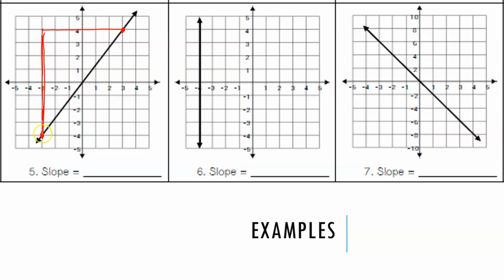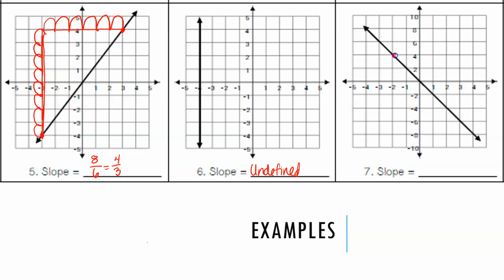So rise is first, up and down is first. So I'm going up, so that's positive. 1, 2, 3, 4, 5, 6, 7, 8. Now I'm going to the right, which is positive, over 1, 2, 3, 4, 5, 6. So 8 over 6, we're going to reduce that to 4 over 3. So this is a vertical line. So my slope is just undefined.